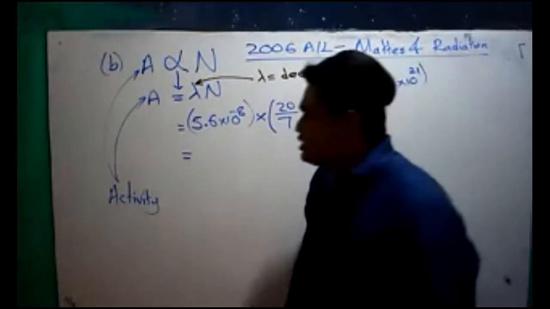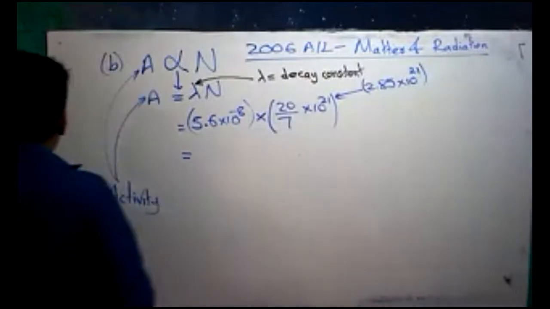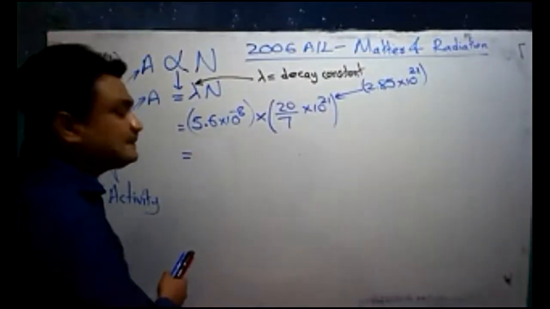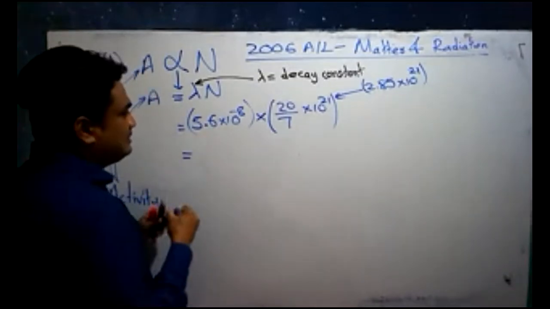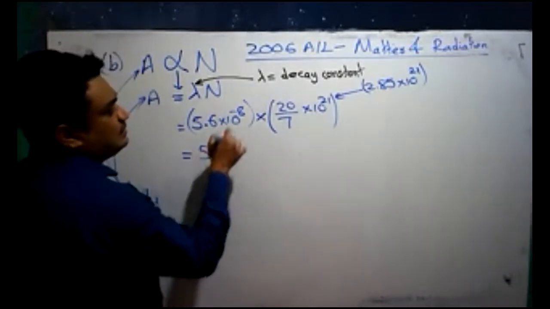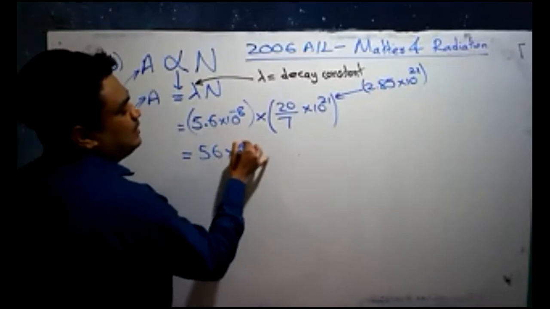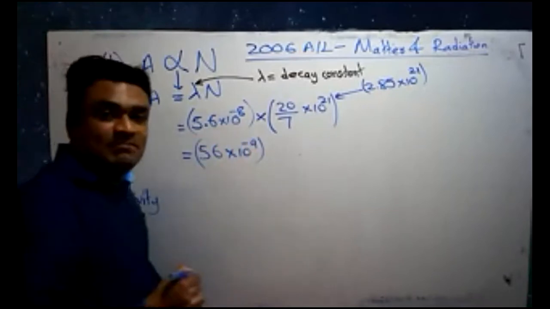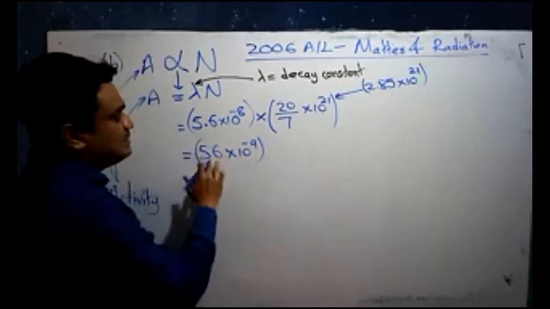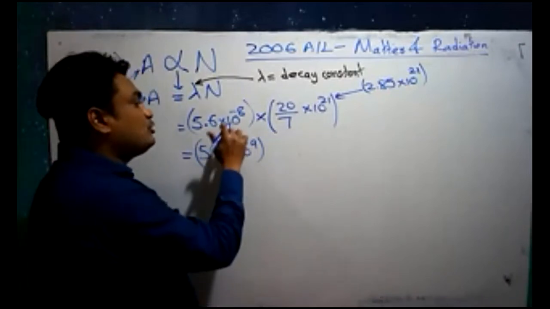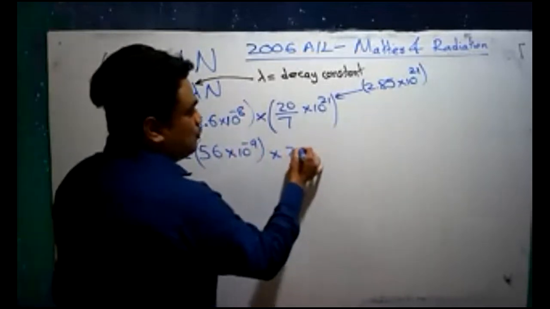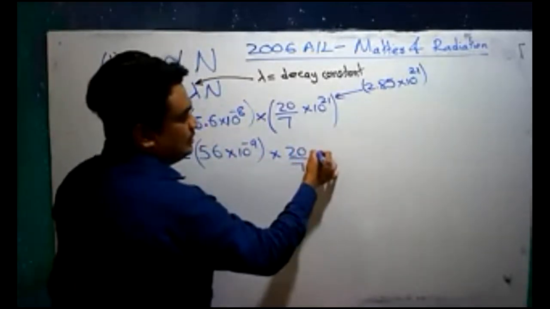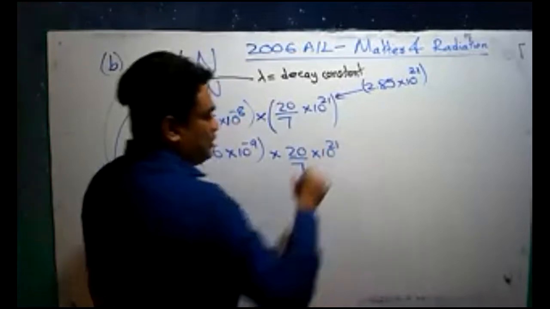What is the easiest way to simplify this? 5.6 can be written as 56. Then 10 to the power minus 8 will be 10 to the power minus 9, into 20 over 7 into 10 to the power 21.